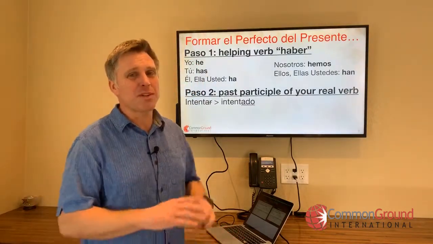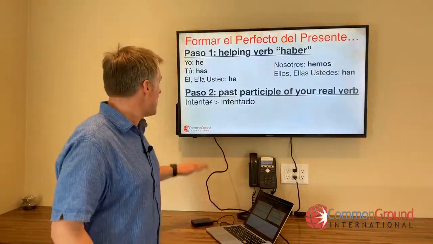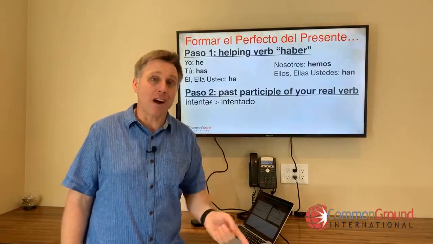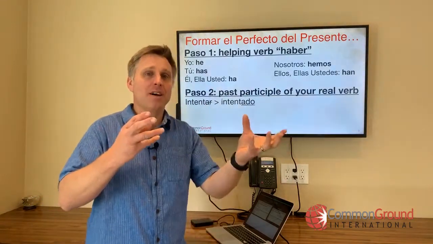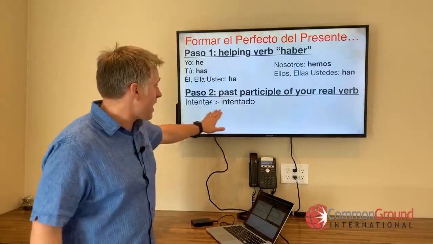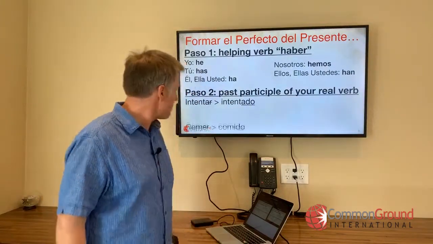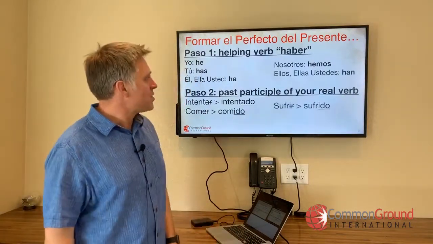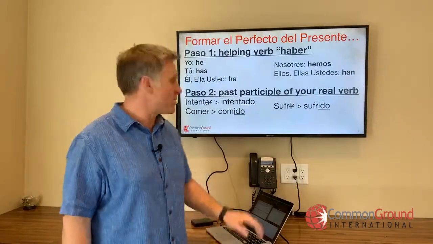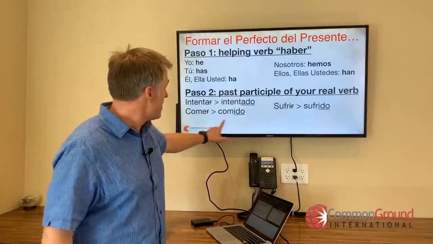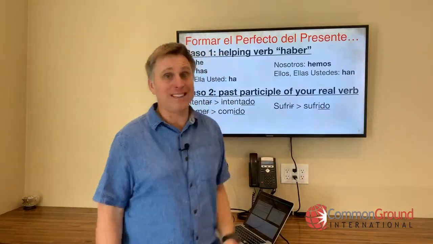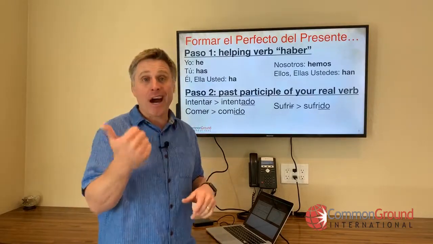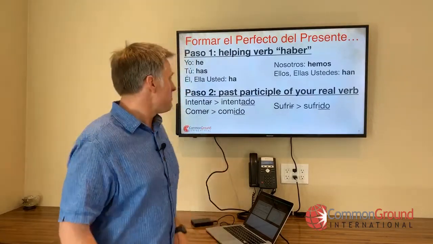There are some irregulars, but there are few. In general, here's how you do it. If it's a verbo AR, like intentar, intentar is sinónimo to tratar. Okay, so we've got tratar and intentar as verbs to try. Intentar goes to intentado. Comer, to eat, comido. Sufrir would then go to sufrido. So AR verbs get ado at the end. ERs and IRs get ido at the end. And so all we're doing is dropping the AR, dropping the ER, dropping the IR, and then adding ado or ido for those two. Bien.